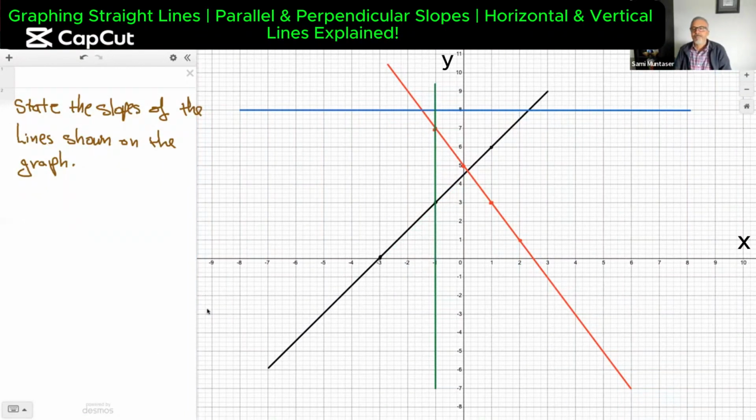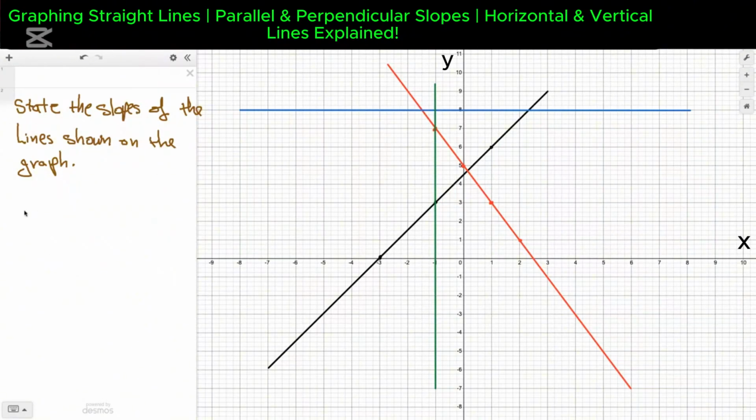Ever struggled with graphing straight lines or understanding slopes? In this video, we'll break it all down: how to graph lines, what parallel and perpendicular slopes mean, and how to deal with horizontal and vertical lines. By the end, you'll be solving these problems with ease. Let's get started.